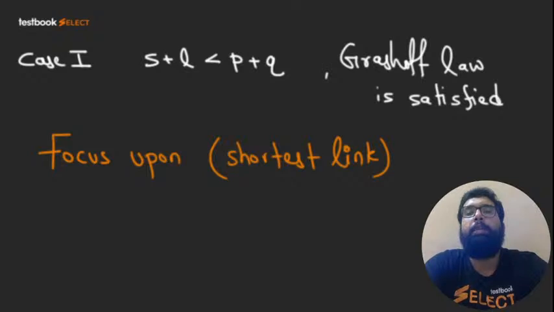We will just be checking the Grashoff law. Hum sirf Grashoff law check karenge. And after that, we will be concerned only about the position of the shortest link. So what can be the position of the shortest link?